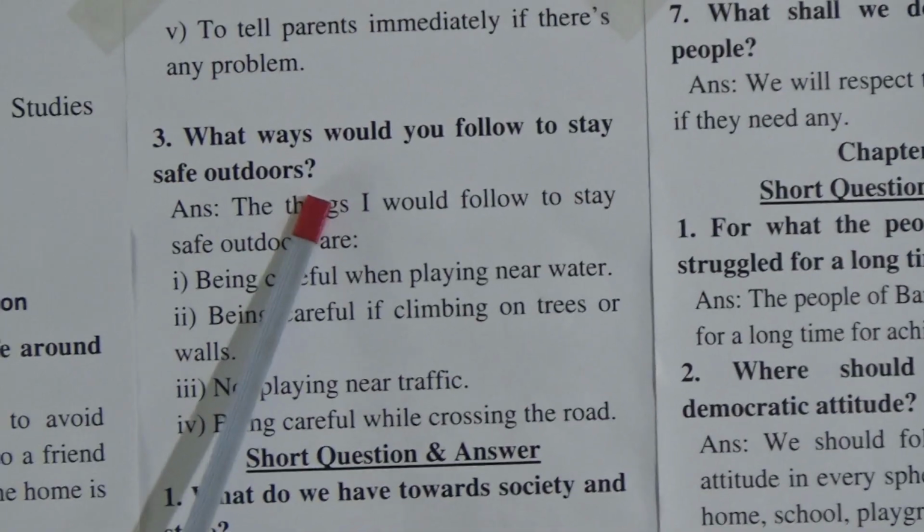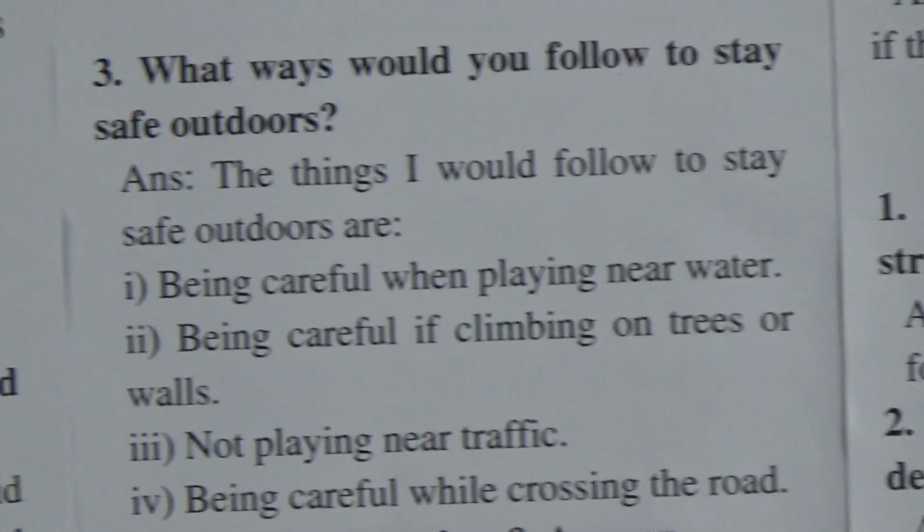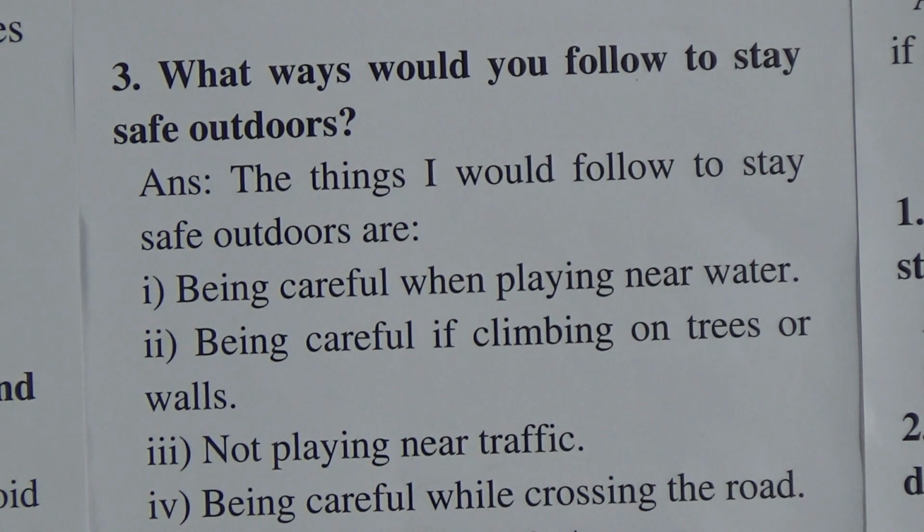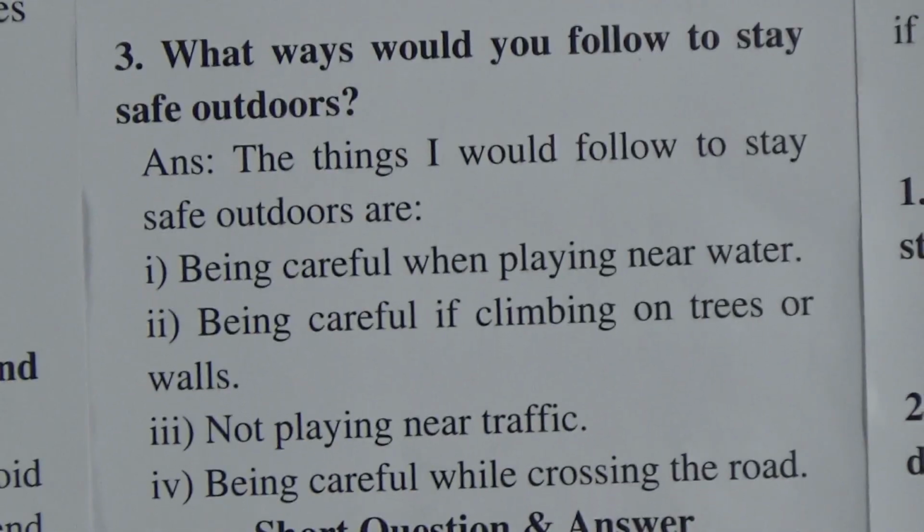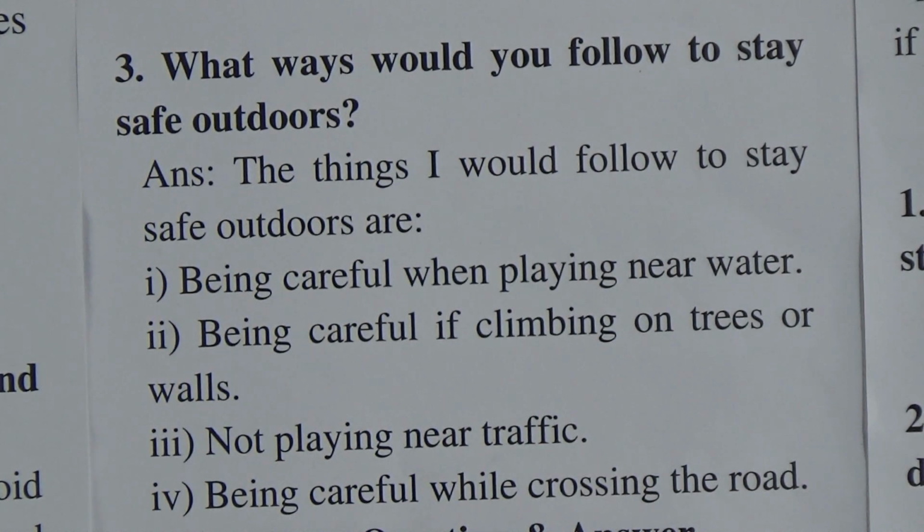Now question number 3, what ways would you follow to stay safe outdoors? And we all know that we will not play near the traffic, or we will be careful when we play near the water. Actually we shouldn't play near the water, but if we need to go near the water, we will be careful, and whenever we cross the road, we will be more careful. So the answer is, the things I would follow to stay safe outdoors are: number 1, being careful when playing near water. Number 2, being careful if climbing on trees or walls. Number 3, not playing near traffic. Number 4, being careful while crossing the road. So these are the ways we should follow to stay safe outdoors. And number 3 will be your homework, dear students.